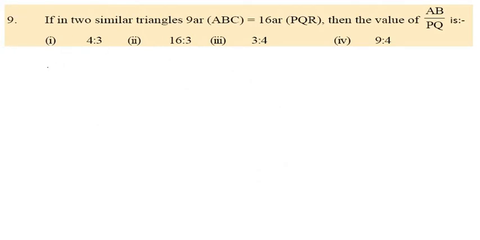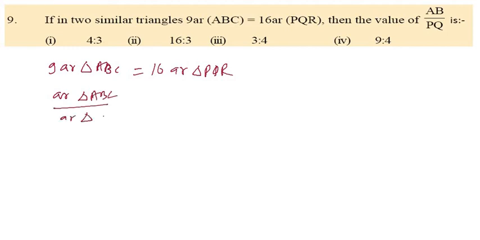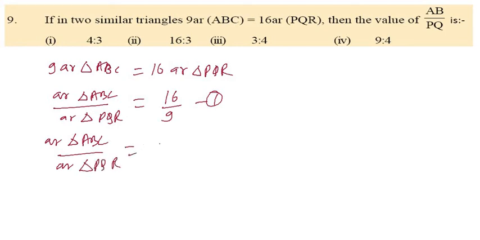In two similar triangles, it is given that 9 times area of triangle ABC is equal to 16 times area of triangle PQR. Now you can say here area of triangle ABC upon area of triangle PQR will be equal to 16 upon 9. It is your equation first. But for similar triangles, area of triangle ABC upon area of triangle PQR will be equal to AB square upon PQ square. It is your second equation.